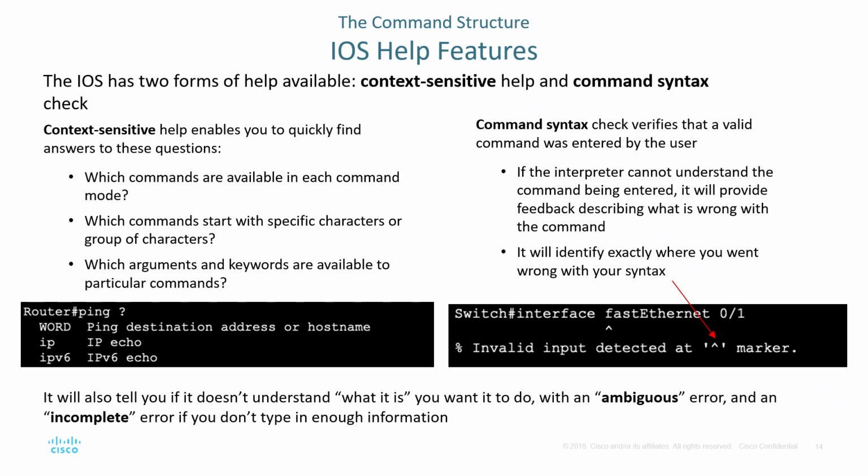Context-sensitive help enables you to quickly find answers to these questions. Which commands are available in each command mode? Which commands start with specific characters or a group of characters? Which arguments and keywords are available to particular commands? If I type the word ping and space, it's going to bring up everything that I could do. I could ping a word if I have my system set up to do so. I could ping an IP address. When you see just IP alone, it means IPv4.